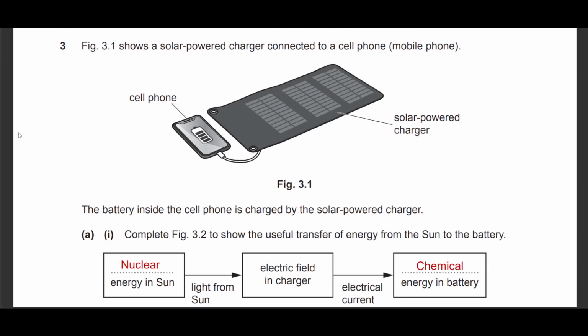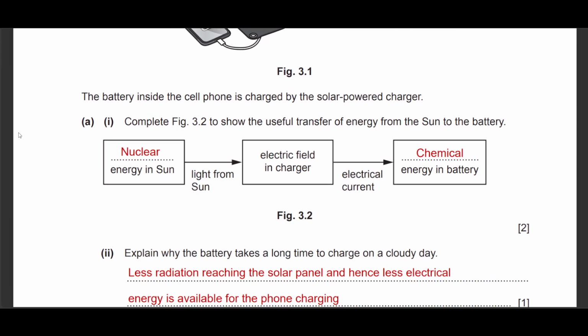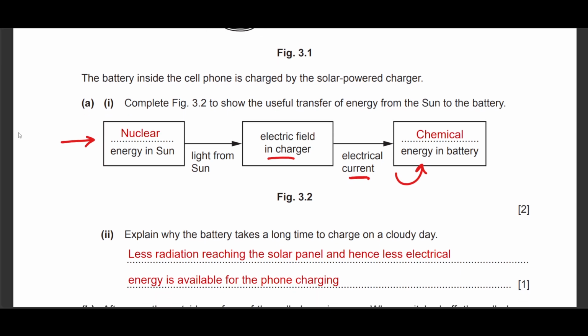Question number 3, work, power, energy. He says we have a solar panel charging a mobile phone. He says complete the diagram below. So there is nuclear energy in the sun, again recalled from memory, electric field in the charger, and then electric current being produced, and then chemical energy stored in the battery. That's how charging works.